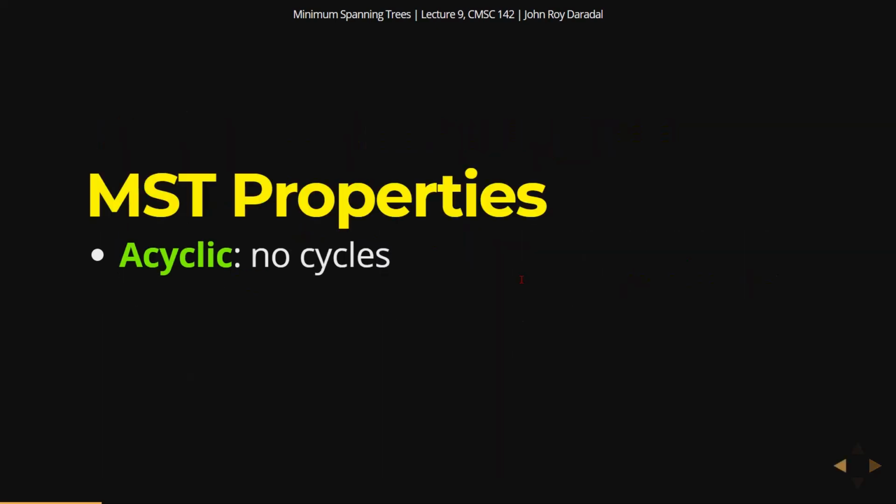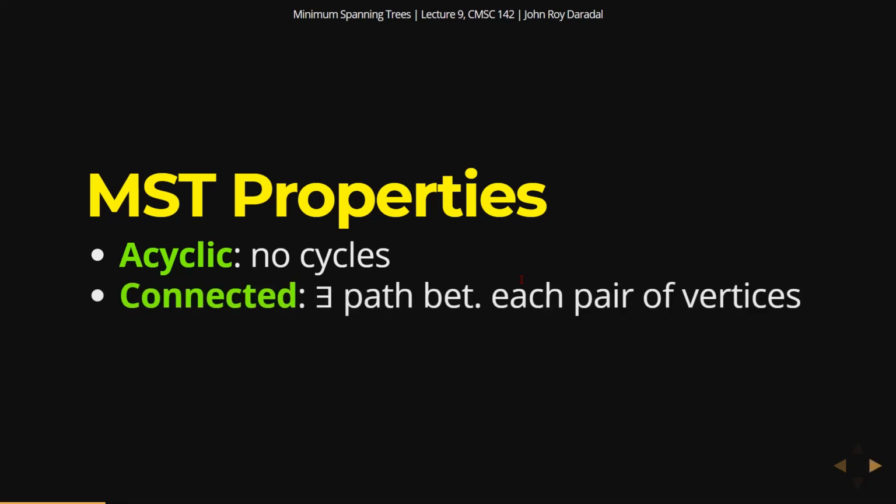Okay, so some properties for the MST or minimum spanning tree. First, it's acyclic, so there are no cycles, because if it's a tree, then there should be no cycles, right? Because remember, trees are acyclic. And then an MST is also connected, so that means that there is only one connected component. So there should exist a path between each pair of vertices. So there should be no vertex that's left out of the component. Okay, so it should be connected.